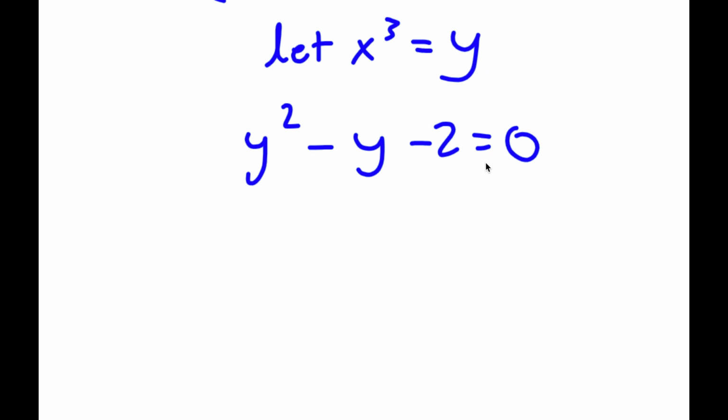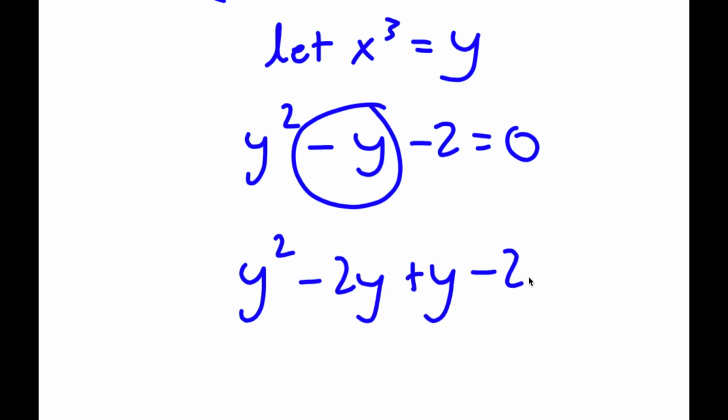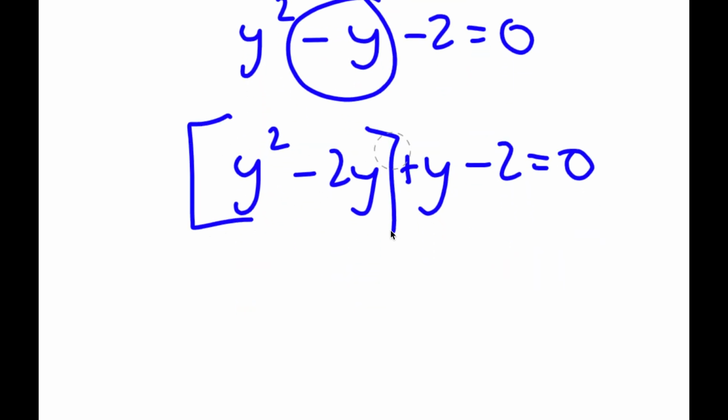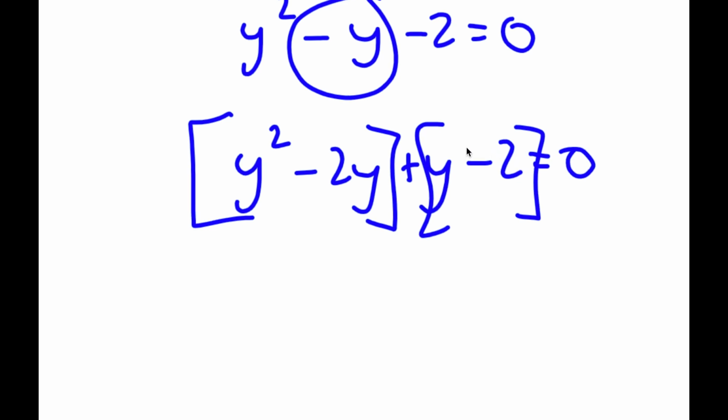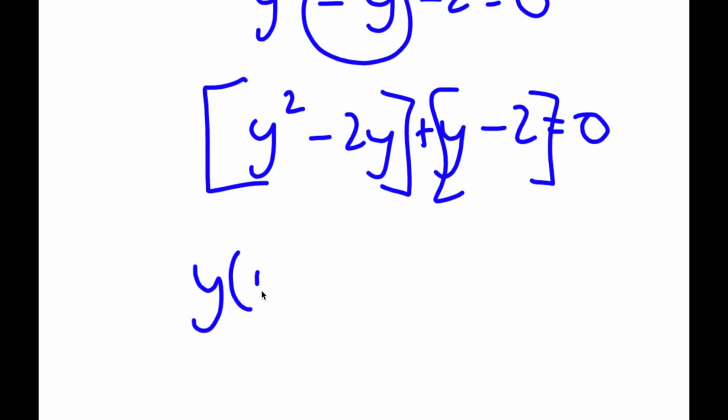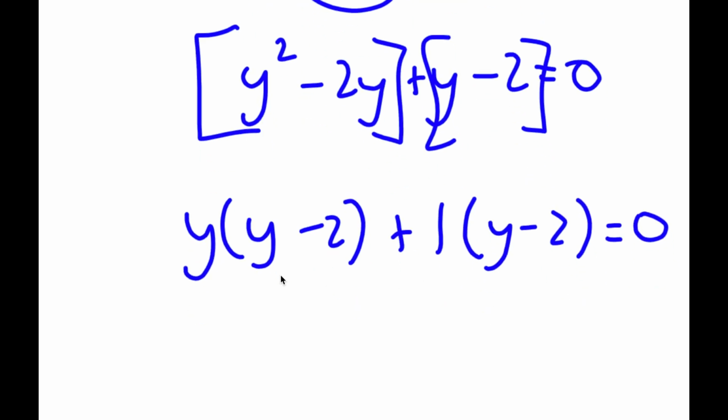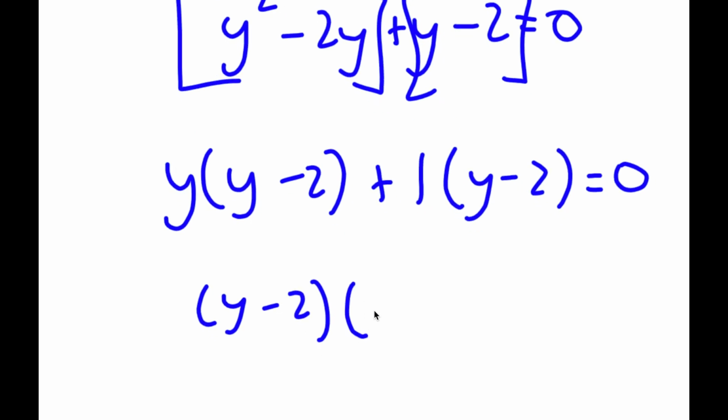Now we have a simple quadratic equation here. So to solve this, I'm going to rewrite negative y here as negative 2y plus y. So now I'm going to factor by grouping. So if I factor out y from y squared minus 2y and factor out 1 from y minus 2, because 1 is the greatest common factor of y and negative 2. So first off, factor out y, so I have y times y minus 2 plus 1 times y minus 2 is equal to 0. So now if I factor out y minus 2 from here, I get y minus 2 times y plus 1 is equal to 0.